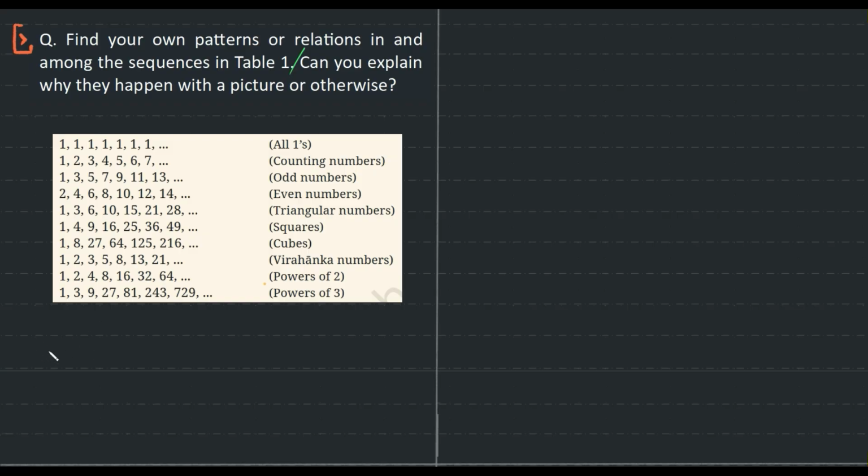Let me explain the question actually. So we have a lot of sequence. The question is, can we find your own pattern? So can we relate, say, all the ones with counting number, or the counting number with odd number or even number? Can we do that? Or triangle number? So that's the question. And we have to explain how they are related.